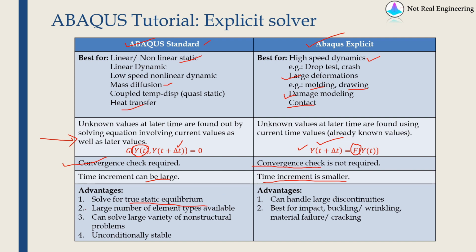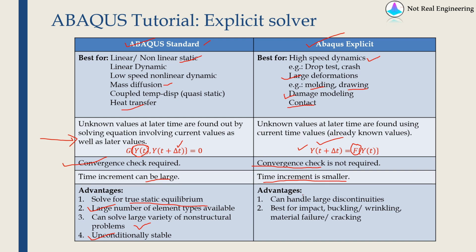Then secondly, in Abaqus Standard, a large number of element types are available. So you can solve a wide variety of problems. It can also solve a large variety of non-structural problems such as diffusion analysis. And it is unconditionally stable. So if you get the solution, it will be the correct solution.